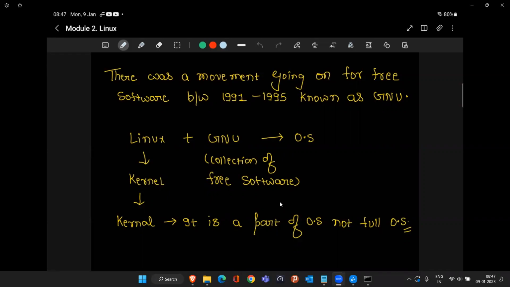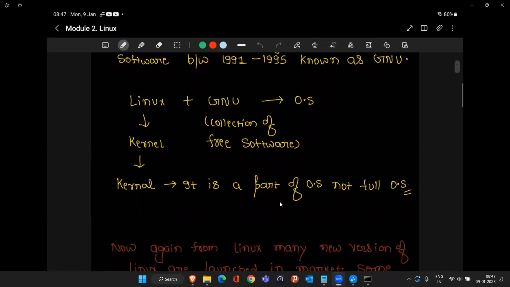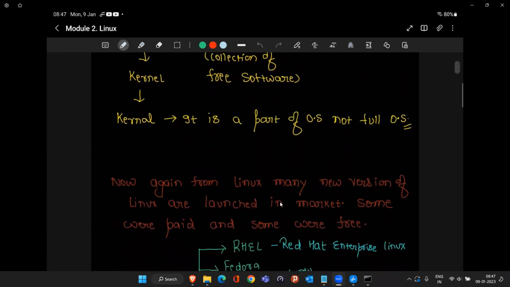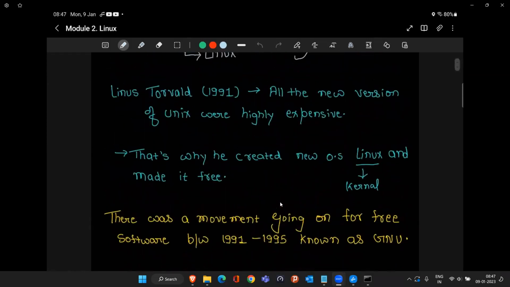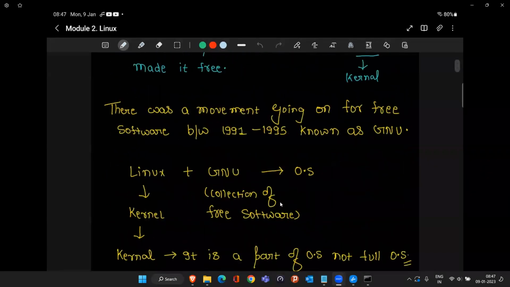So if you try to understand again here, that kernel is not a full operating system, it is just a part of an operating system. And when you merge the kernel with a collection of free software, then it becomes a full-fledged operating system. And again, you know that Linus Torvalds made it free because his final goal was to create something for students that can be freely available. And he created that also, and he achieved it.